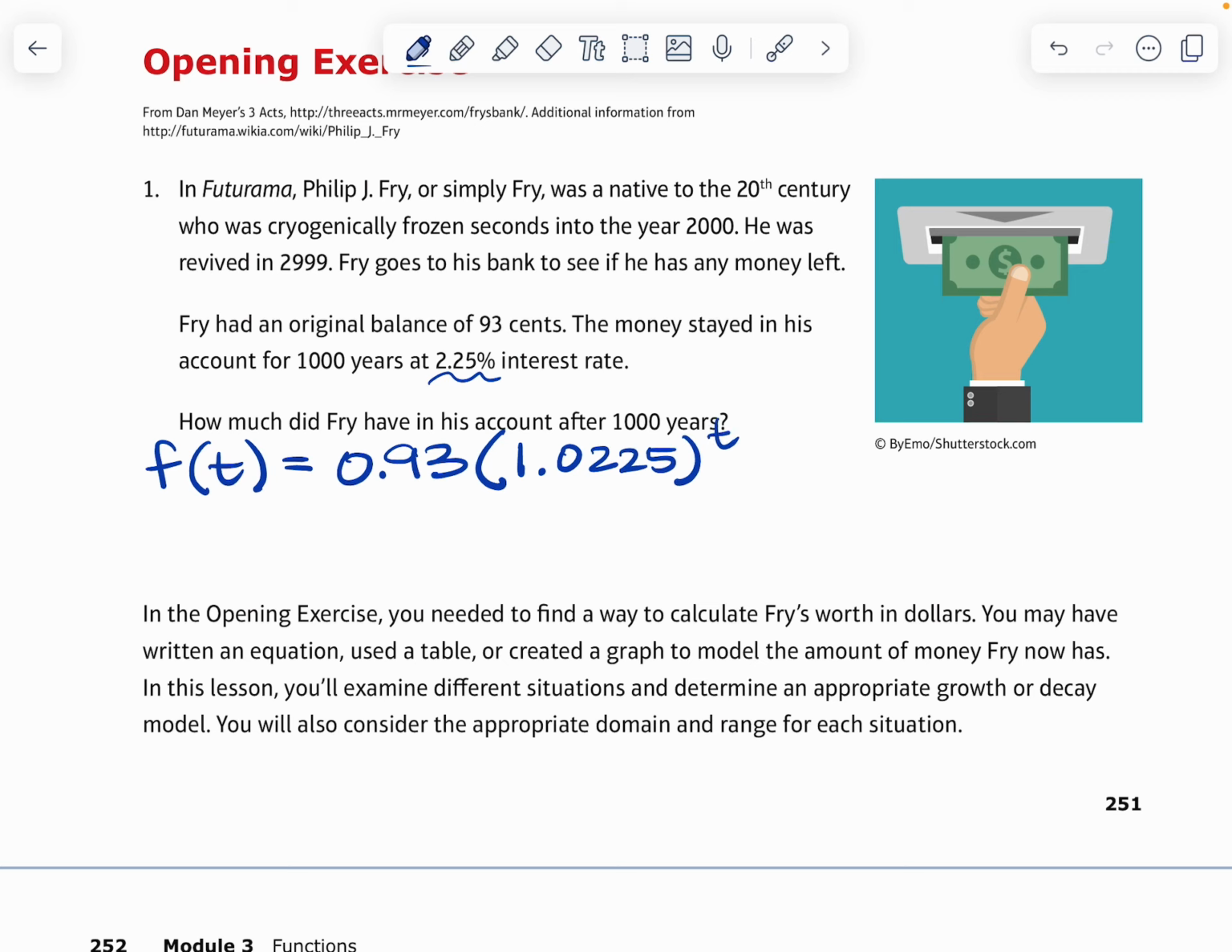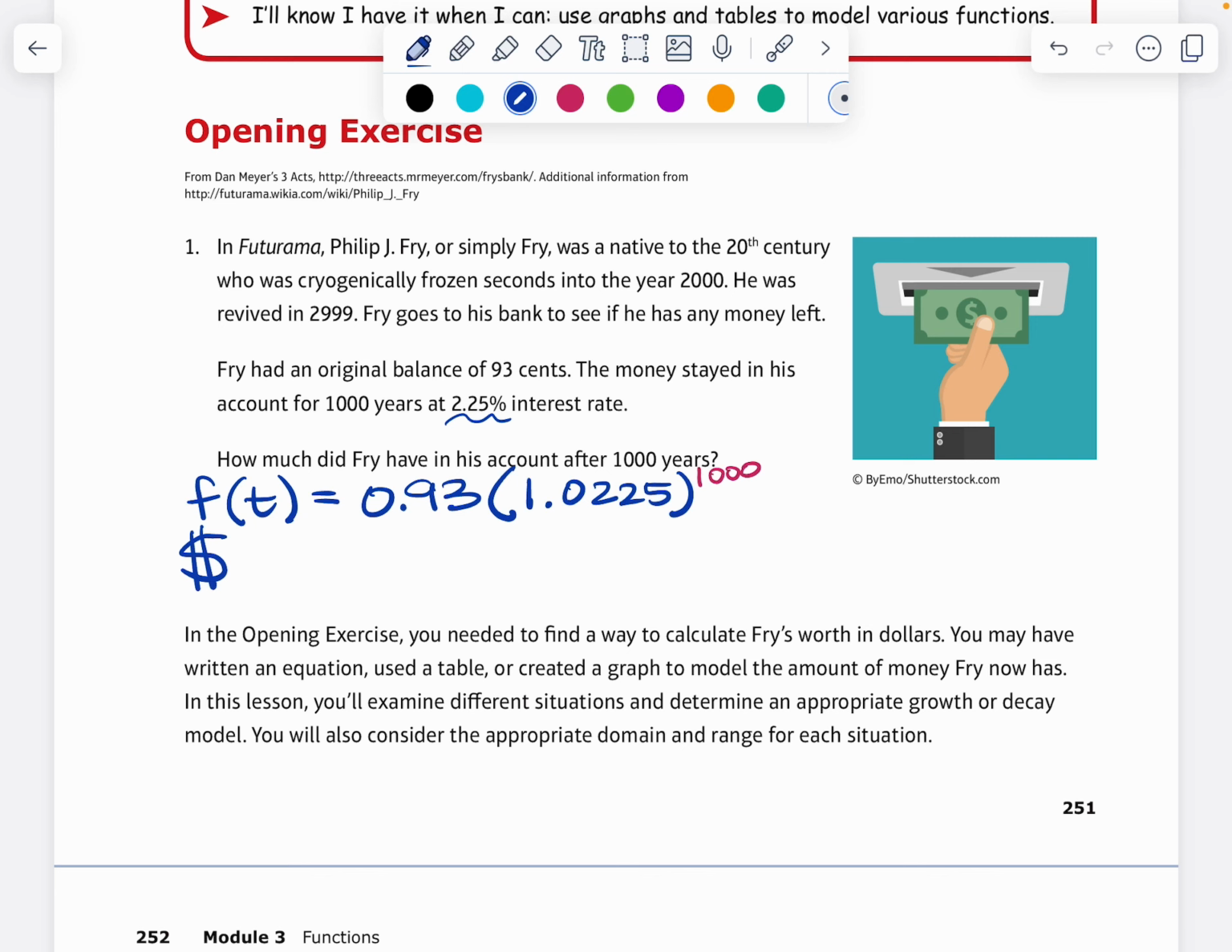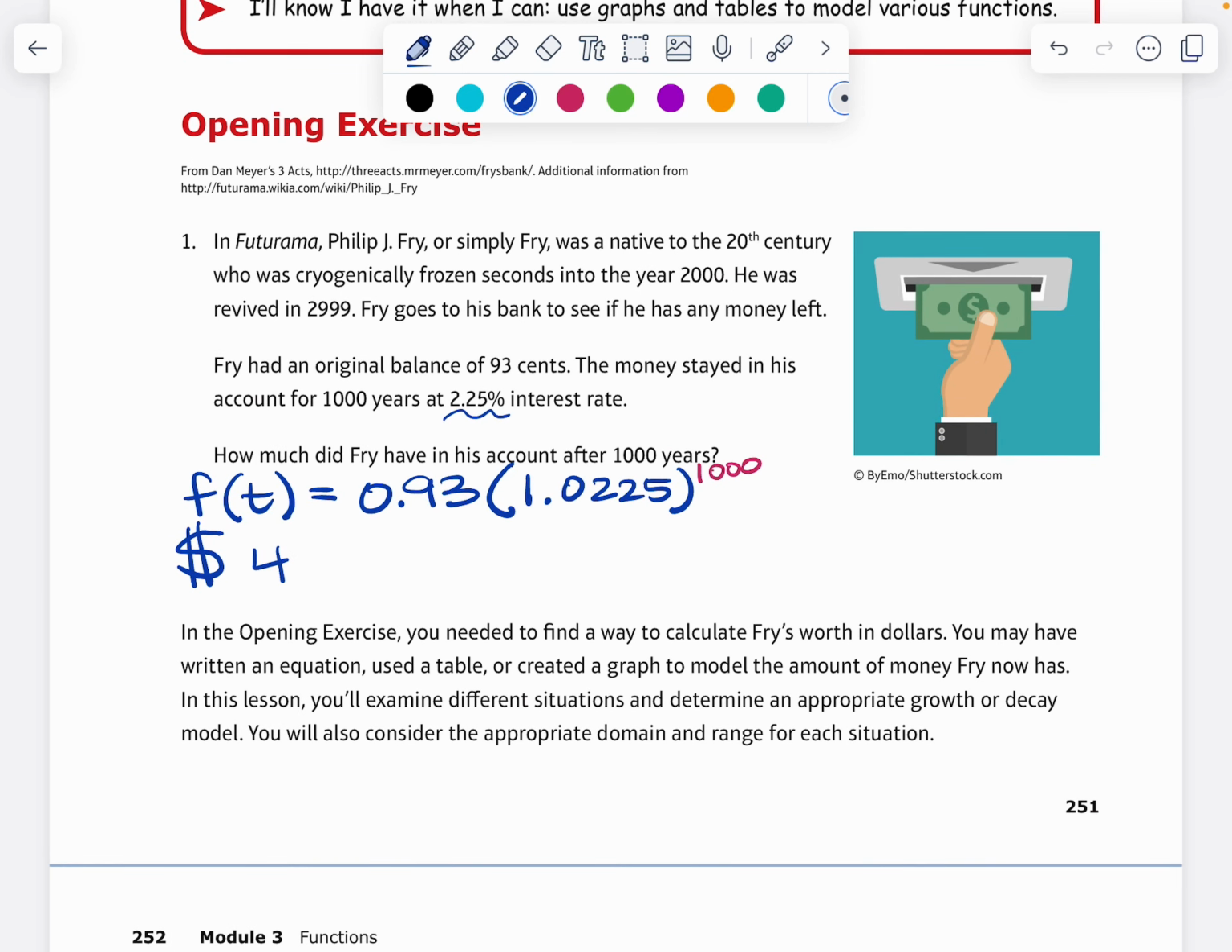Ta-da, right? It says, how much did Fry have in his account after 1,000 years? Oh, all right. So I'm going to take off that t, and that's when I'm going to put in 1,000. All right, so try to enter that into your calculator. The total amount, if you put that in, should have been somewhere around, oh my goodness, very large number. Look at that. All right, let's see if we're right.